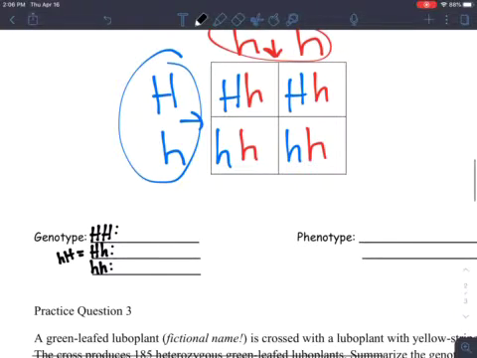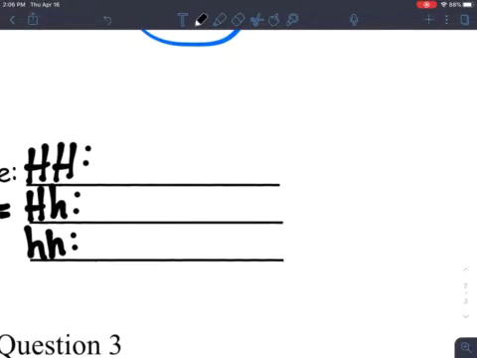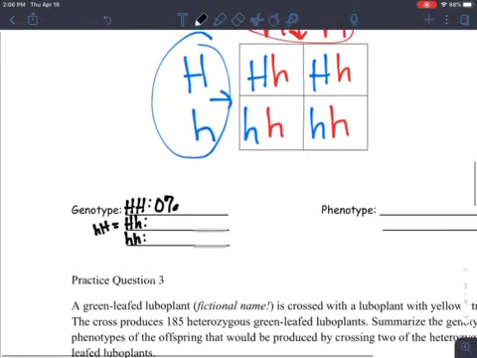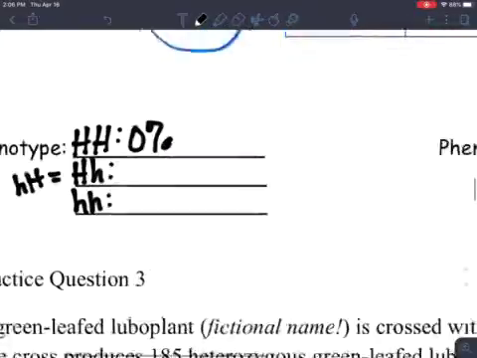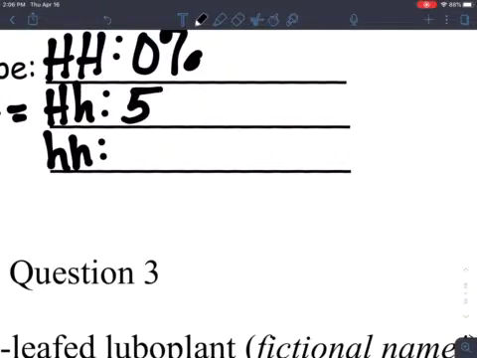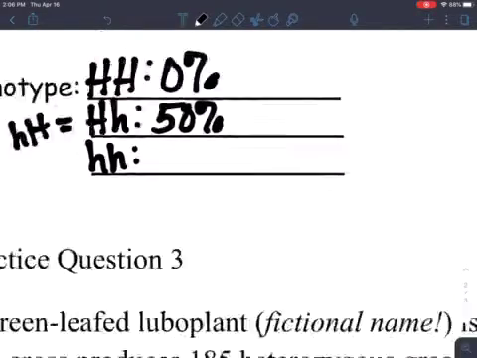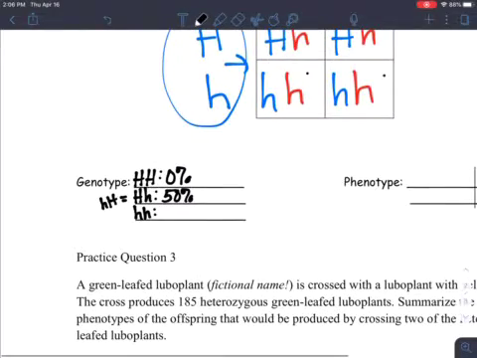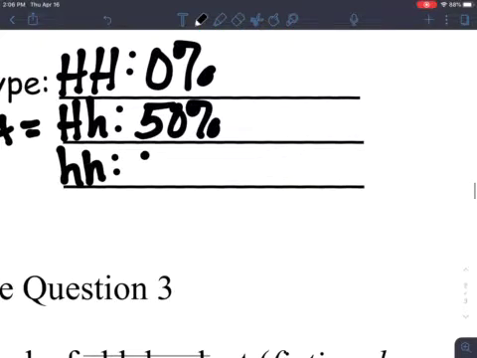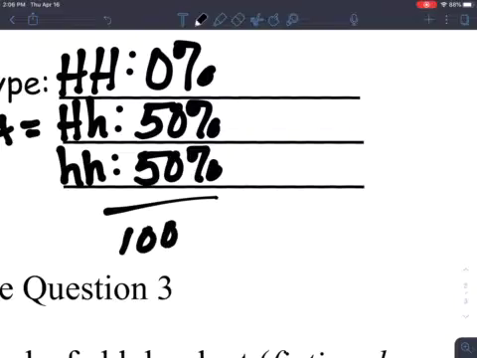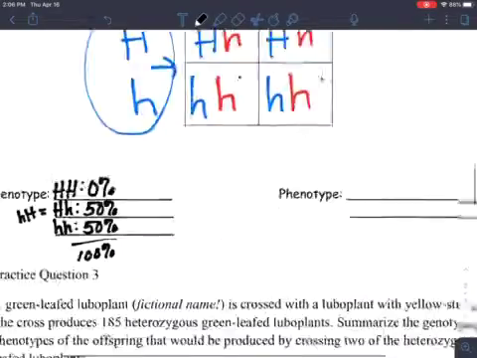So when I go up here and look, I have 0 squares that have big H, big H in it, so that is 0%. I have 2 squares that have big H, little h in it, so that is 50%. And then I have 2 squares that have little h, little h, which makes that 50%. Always adds up to 100. Got to make sure to double check my work.